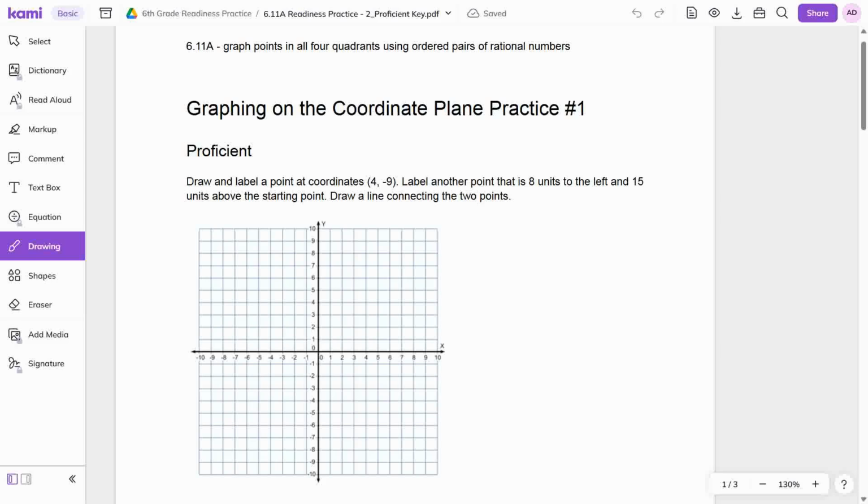Today we are looking at the 6th grade concept of graphing on the coordinate plane. This is 6.11a Readiness Practice, the Proficient version.